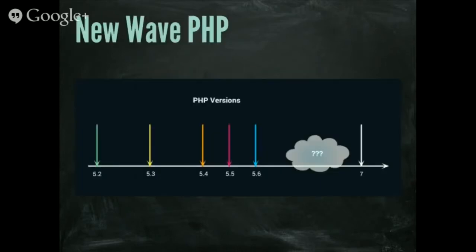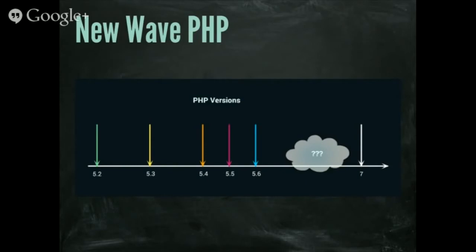This is the PHP landscape as it stands right now. So we have 5.2 on the left. 5.2 came out in 2006. We've got 5.3 in 2009. 5.3 was packed full of amazing features, and even as a relatively junior developer in 2009, it was a long wait, a really long wait for 5.3. It had such great stuff in it.